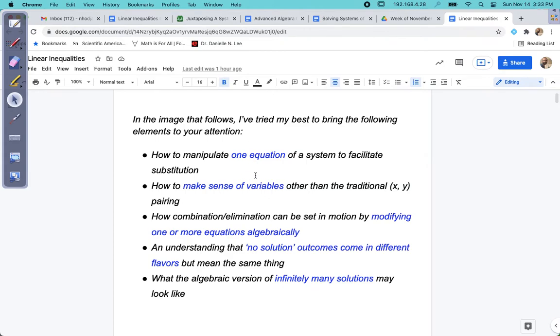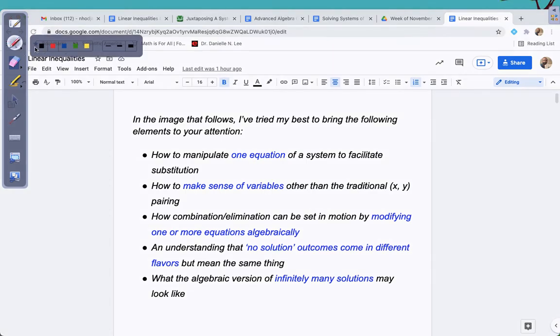Here are some of the things we're going to encounter along the way. One of the first things we'll encounter is, if I'm solving a system algebraically, how do I manipulate one equation of that system to facilitate substitution? If substitution is what I want to do, is it possible just to manipulate one equation of the system in order to do that? And the answer is yes. Another point that I want to address is how do we make sense of variables other than the traditional XY pairing? So what happens if I have different variables? How do I deal with them? How do I make sense of them?